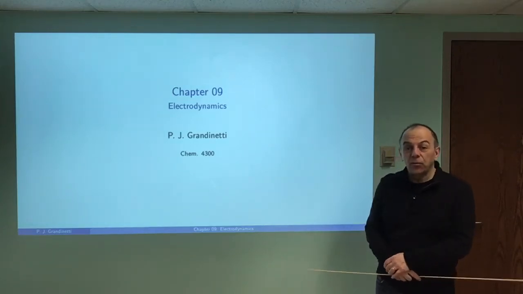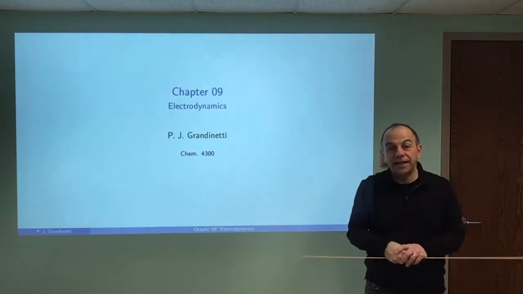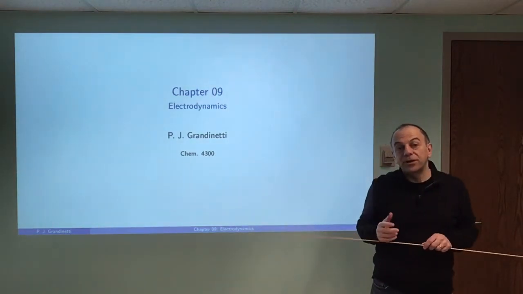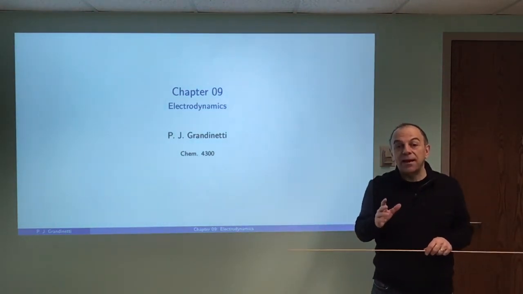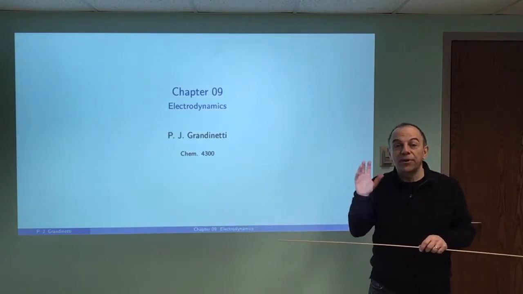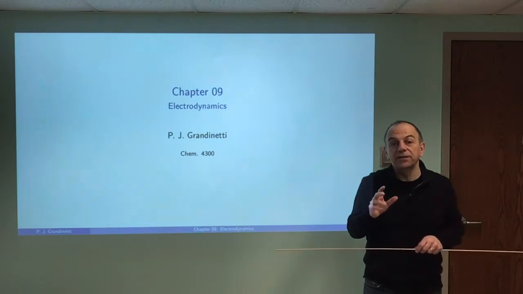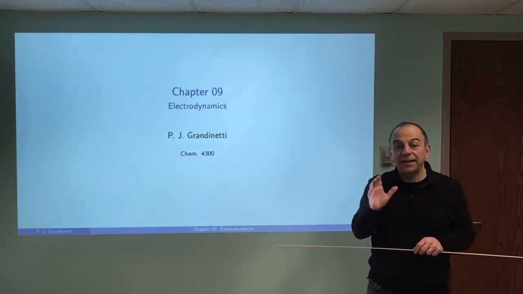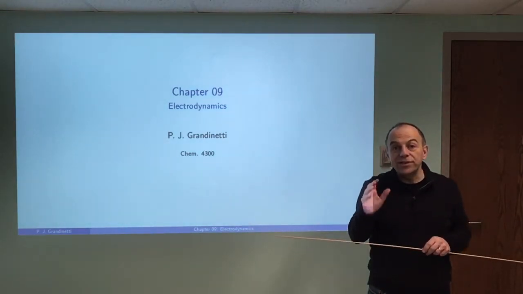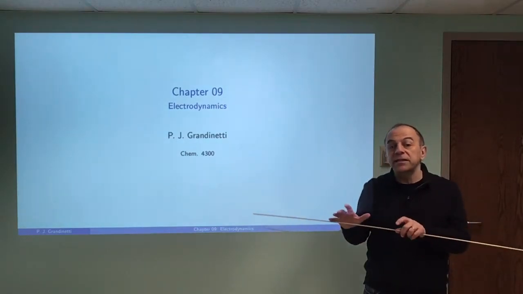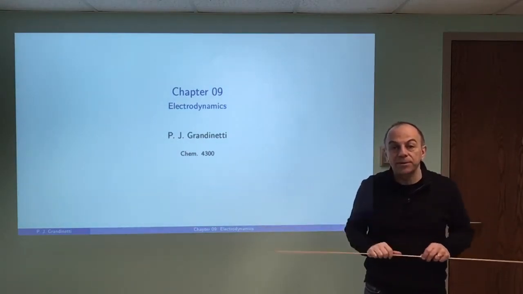In this video, we're going to begin Chapter 9 on electrodynamics. Now, in an earlier chapter on electrostatics, we learned how to describe the interaction of an atom or a molecule with a static electric field. In this chapter, we're going to look at the physics and mathematics for describing time-dependent electric and magnetic fields, as well as time-dependent charge and current densities, which may be associated with these atoms and molecules.